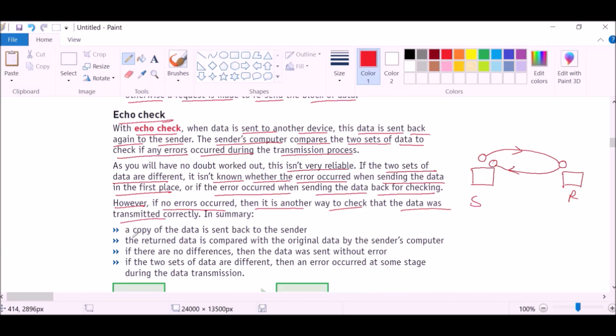So in summary, a copy of the data is sent back to the sender. The returned data is compared with the original data by the sender's computer. If there are no differences, then the data was sent without error. If the two sets of data are different, then an error occurred at some stage during the data transmission.